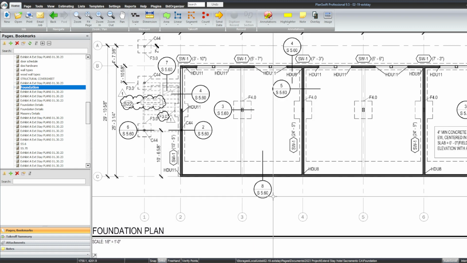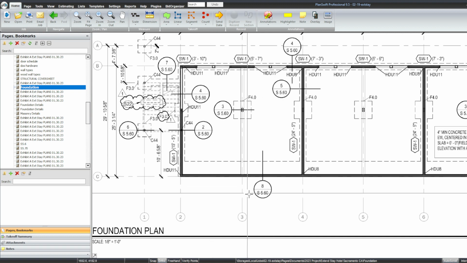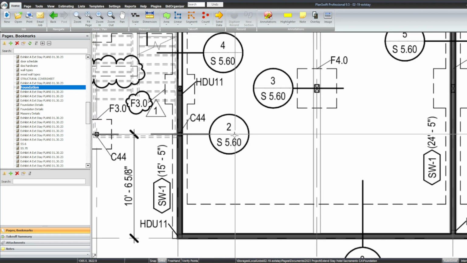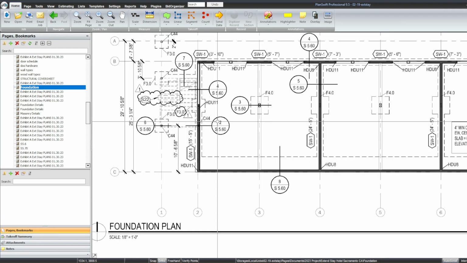Now, you see we have 8 over S5.6, and here we have 2 over S5.6, and here we have 3 over S and 4 over, and so on. All that's telling you is each of those continuous footers are built differently, and so we have to go to each of those views, take a look, and do our measurements and determine.